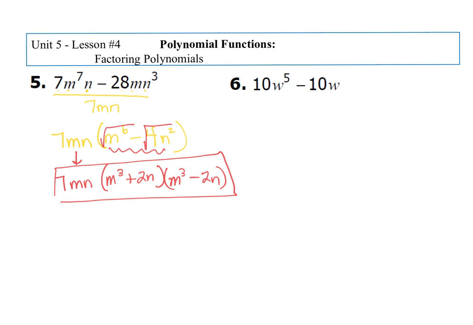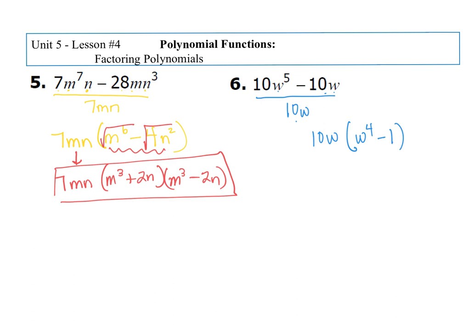Okay, moving on to number 6. I've got 10w to the 5th power minus 10w. And you should notice right off the bat that they have lots of things in common. They're both the same number, that's common, and they both have w's. So let's take out a GCF. 10 goes into 10, and if we have 5 w's and 1 w, we can take out 1 w as our GCF. So that leaves us with 10w, the GCF on the outside, and then 10w to the 5th divided by 10w is w to the 4th. Then 10w divided by its own self, 10w, is minus 1.